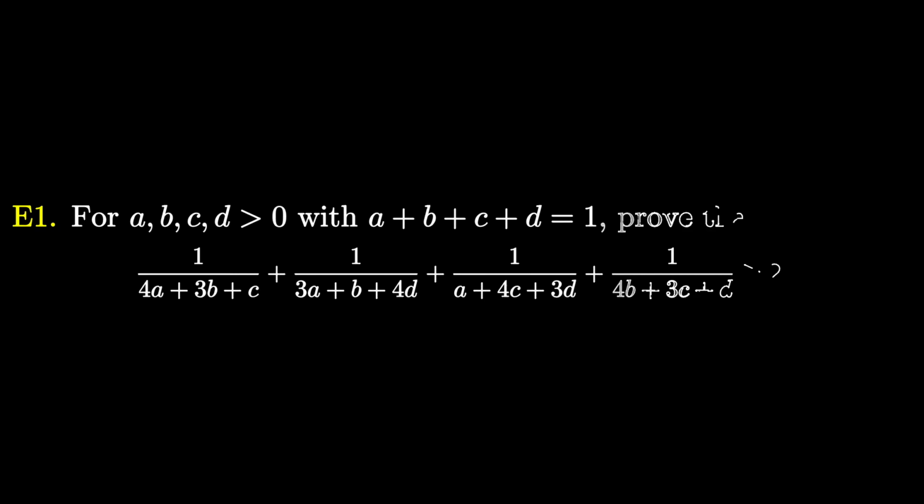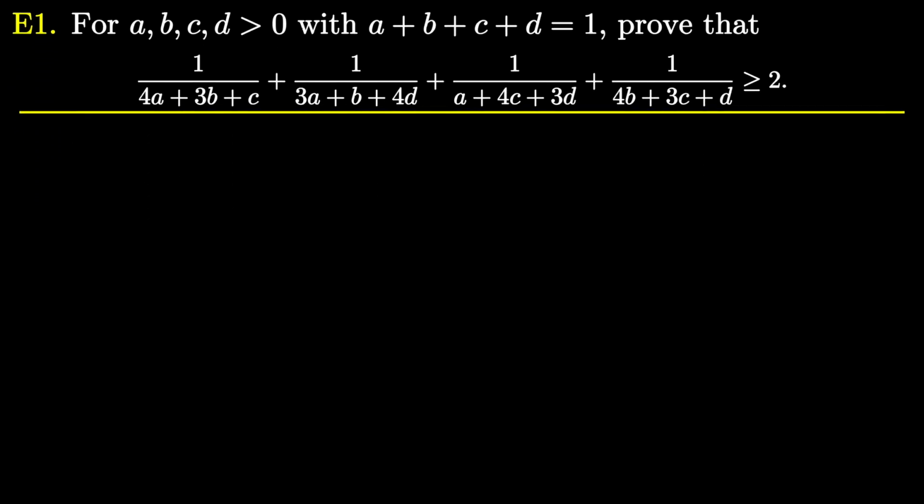For positive a, b, c and d with a plus b plus c plus d equal to 1, prove that the sum of these four ratios is greater than or equal to 2. Immediately it is not clear how we should start this problem, but once we notice that we are given the value of a plus b plus c plus d, we should give a try with AM-HM inequality.